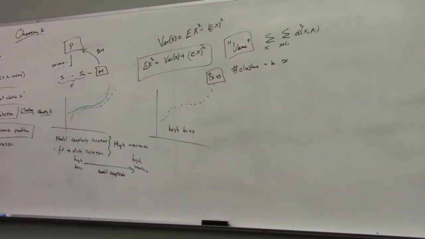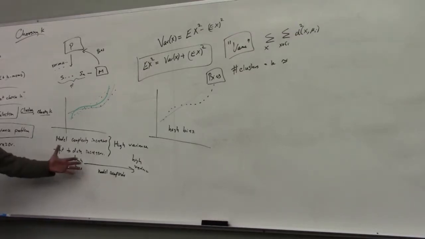So in clustering, does this trade-off make sense? Let's try to analyze this trade-off and see what happens. What happens if your model? I've got something wrong here. What if you don't need to specify the number of clusters? One second.